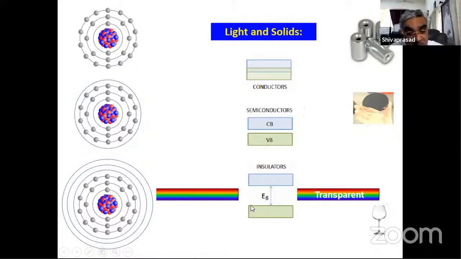And if its energy is somewhere here, then it can kick the electrons. But the visible light we see cannot kick the electrons. That is why glass is transparent. If somebody asks you why glass is transparent, this is the answer.